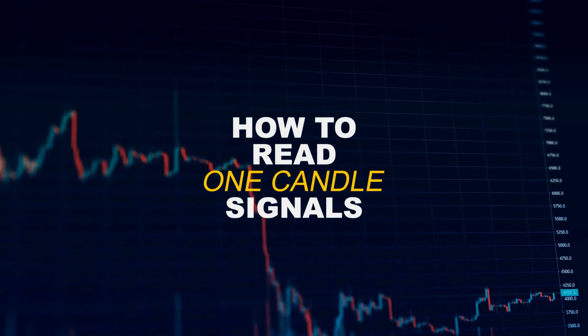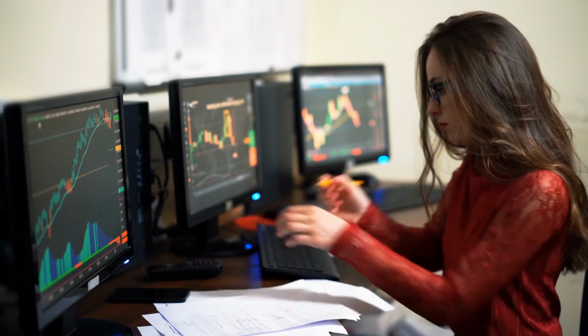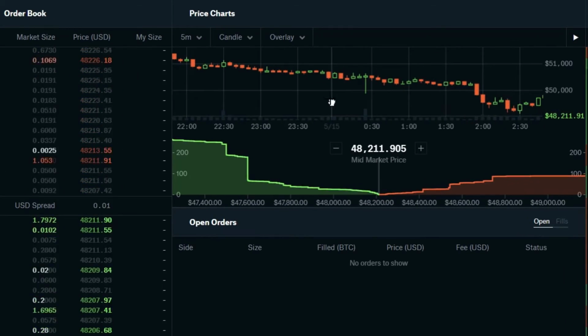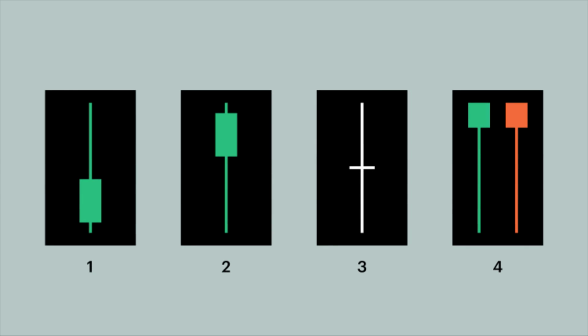How to read one-candle signals. Traders operating in really short time frames sometimes focus on just one candle. Familiarizing yourself with these one-candle signals can be a helpful exercise as a beginner. In this image, you'll find 4 common one-candle signals.